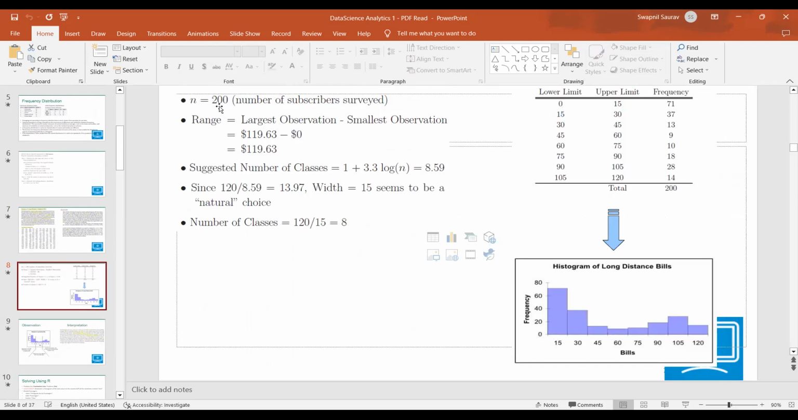We have n number of subscribers, and what you do is you look at the largest and the smallest bill value. So the largest is about 119. So let's say we'll round it off to 120. And the smallest observation is $0, right? So from $0 to $120, that's the range of values that you have.